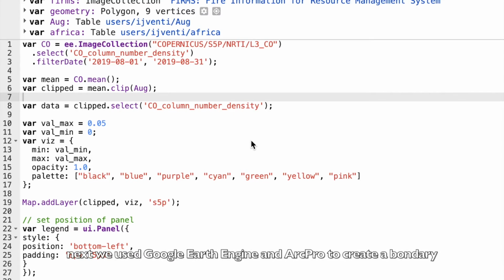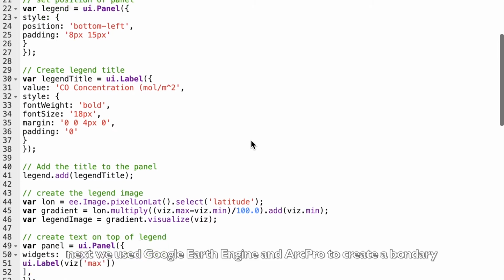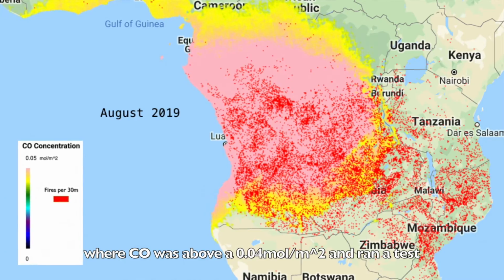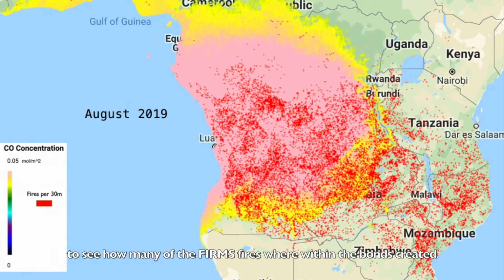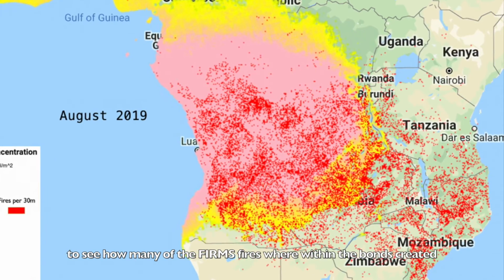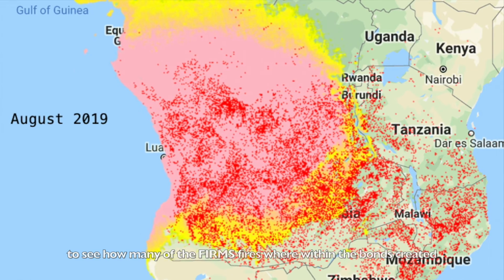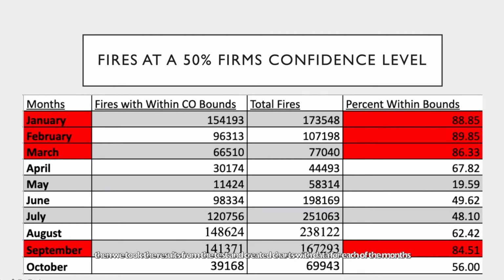Next, we used Google Earth Engine and ArcPro to create a boundary where carbon monoxide was above 0.04 moles per meter squared, and ran a test to see how many of the FIRMS fires were within the bounds created. Then we took the results from the test and created charts with the data for each of the months.